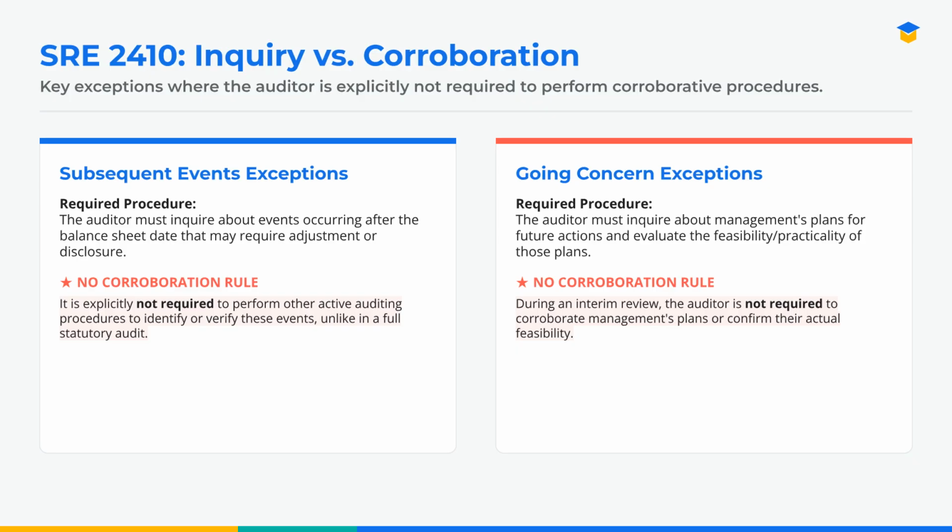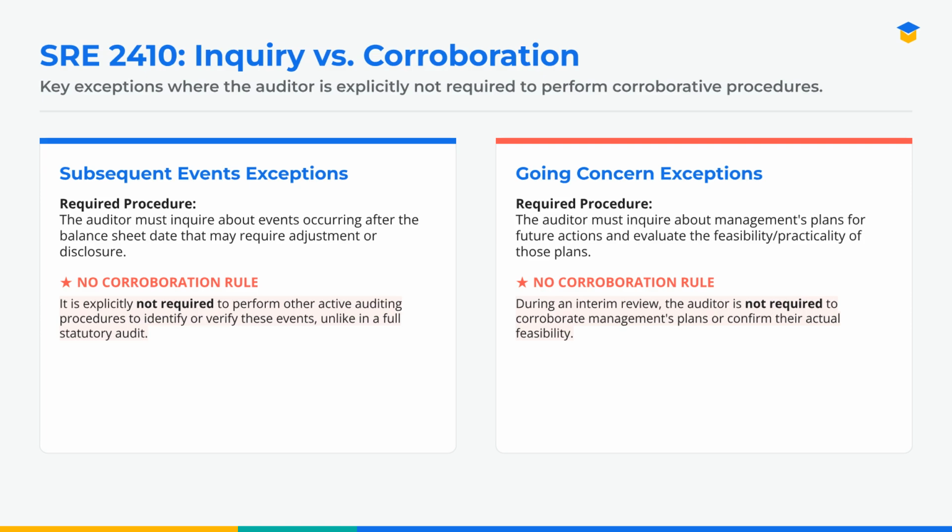Pay close attention to key exceptions where corroborative procedures are explicitly not required. First, for subsequent events, you must inquire about events occurring after the balance sheet date that may require adjustment or disclosure. However, applying the no corroboration rule, it is explicitly not required to perform other active auditing procedures to identify or verify these events, unlike in a full statutory audit.